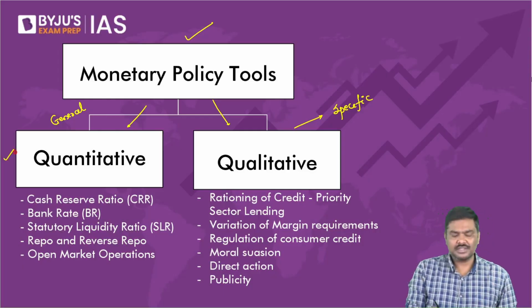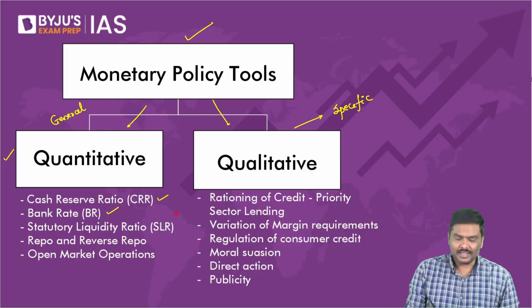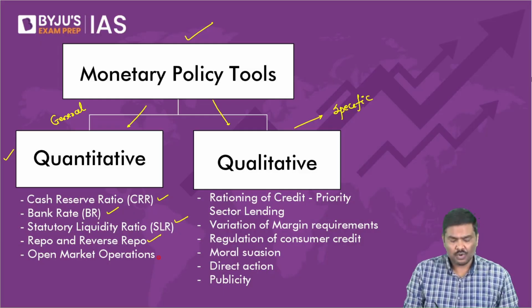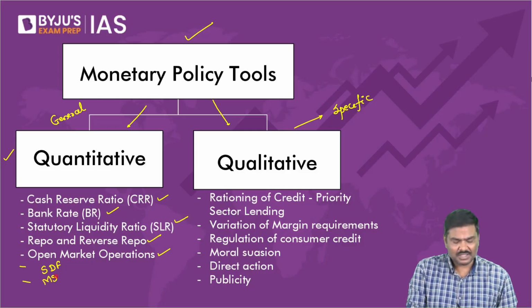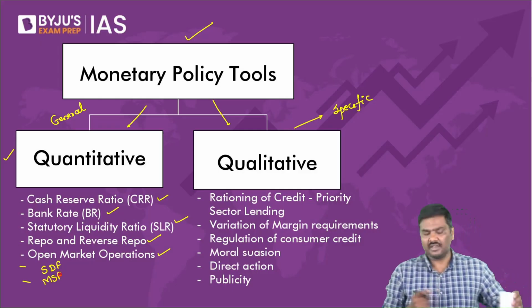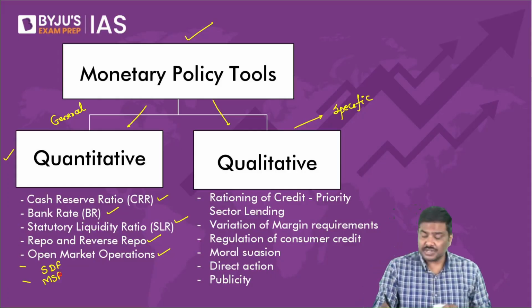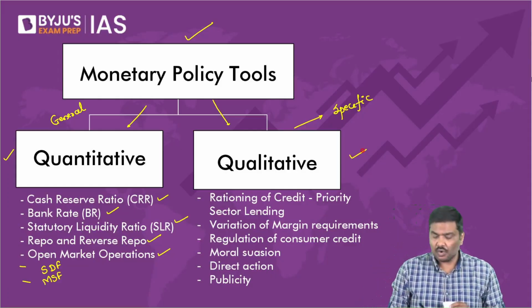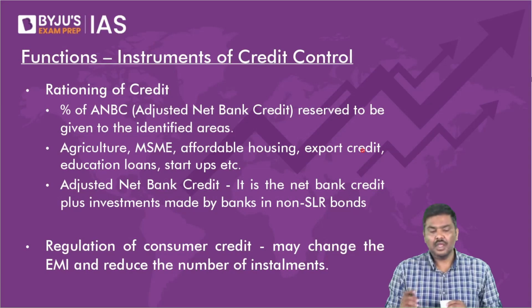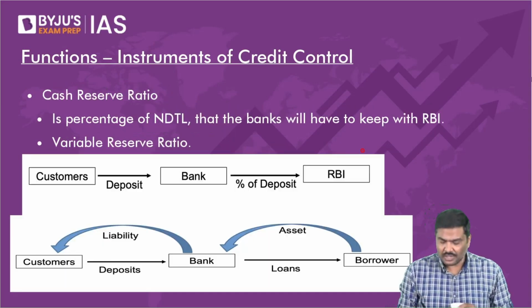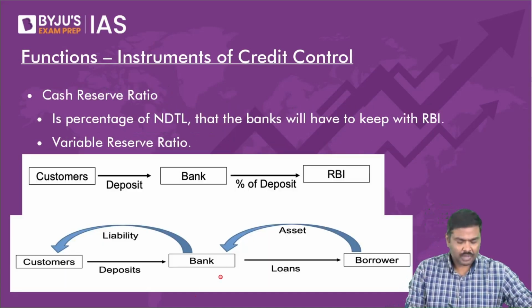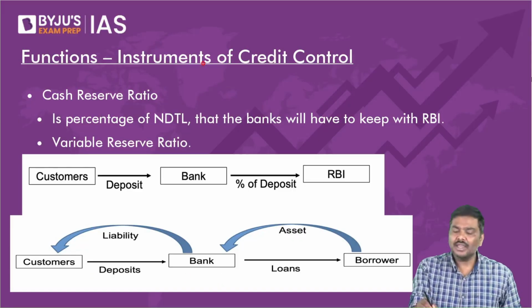Now, in case of quantitative tools, yesterday we discussed CRR, bank rate, SLR, repo and reverse repo, open market operation, and even the standing deposit facility, as well as MSF, the marginal standing facility. Now we are supposed to start with the qualitative set of tools.